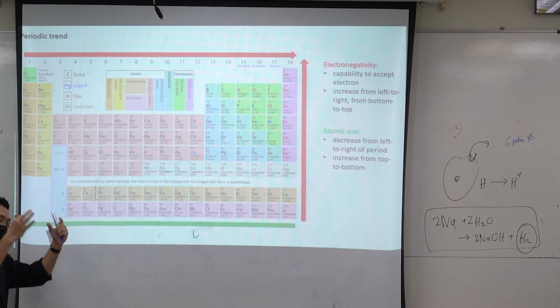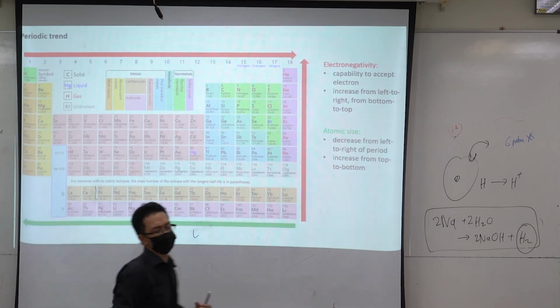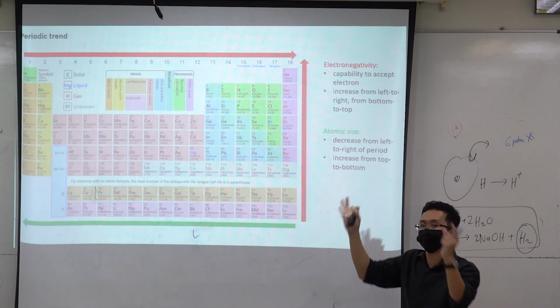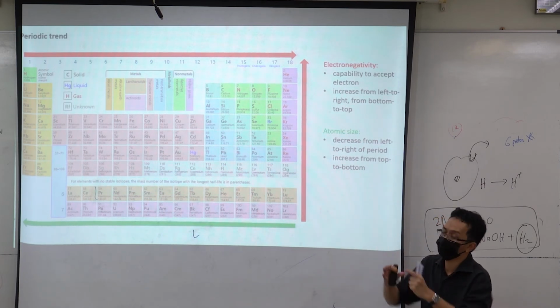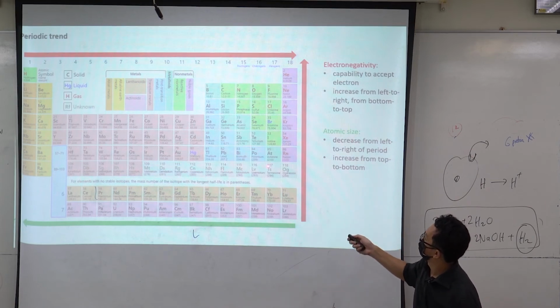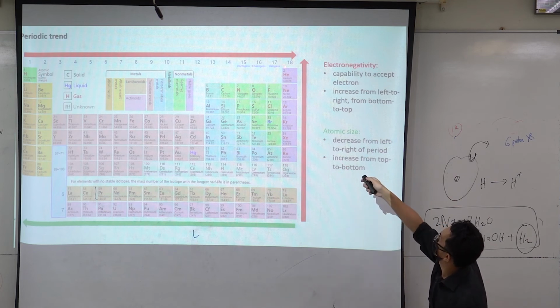Because the ability to attract the electrons due to the higher number of protons is much stronger, the entire shell of the atom shrinks. So that's why the size decreases from here to here. And it also increases from top to bottom.